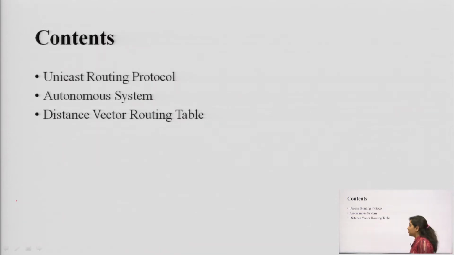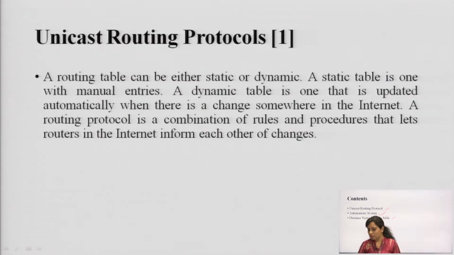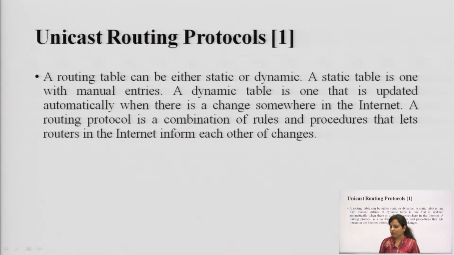These are the contents of today's lecture: unicast routing protocol, autonomous system, and then the distance vector routing table. These topics we are going to discuss in detail. First one is unicast routing protocol. In this unicast routing protocol, a routing table can be either static or dynamic.